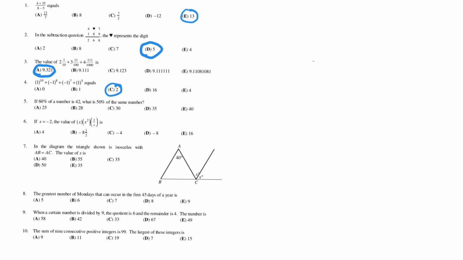Number 5: if 60% of a number is 42, what is 50% of the same number? With percentages and fractions, a percentage is a fraction with denominator 100. So if it is A% of B, we always use multiplication: A% times B. So 60% of the unknown number, we use x. The number x is 42.